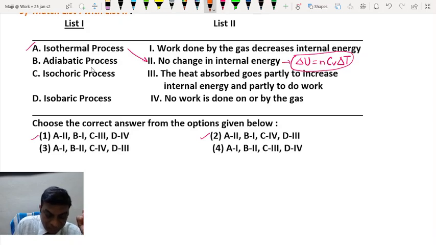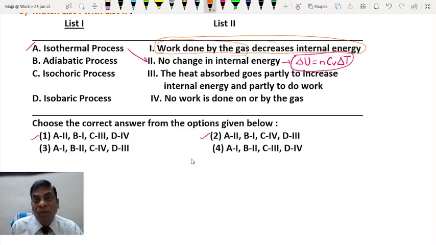And coming to the next thing, adiabatic process. You know, an adiabatic process is something in which there is no heat exchange between the system and the surrounding. So in such a case, if work is done by the gas, then it will decrease its internal energy. Because no heat is transferred between the surrounding and the system, any work done by the system will result in an equivalent amount of decrease in its internal energy. So B should be mapped to 1.